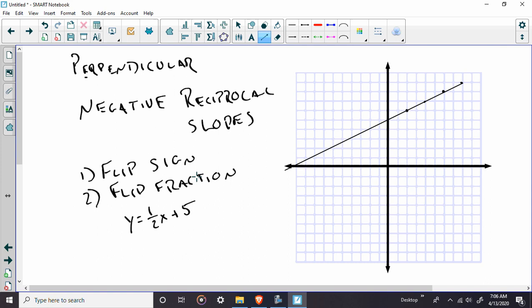Like this, okay? Now, if I want a line perpendicular to that, we don't care about the y-intercept. We'll make up a y-intercept as we go. What we really need to know is that the slope needs to be the sign flip. So this is a positive 1/2, let's make it a negative, and we need to flip the fraction. 2 over 1 when we flip becomes 1 over 2 becomes 2 over 1, or just 2x plus 5.